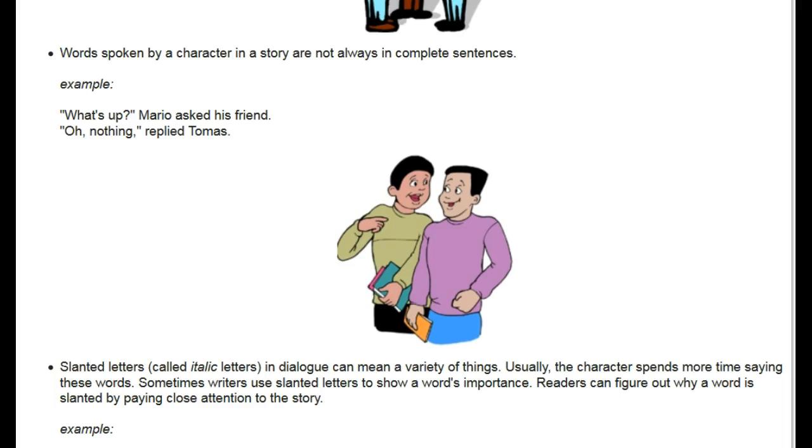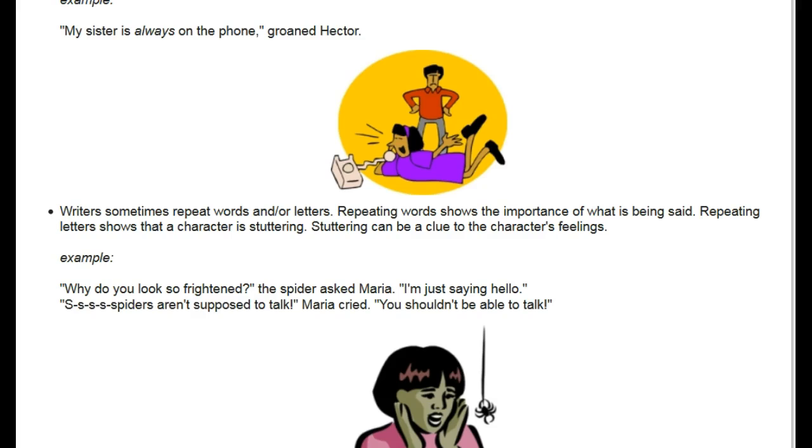Slanted letters, called italic letters in dialogue, can mean a variety of things. Usually, the character spends more time saying these words. Sometimes writers use slanted words to show a word's importance. Readers can figure out why a word is slanted by paying close attention to the story. For example, "My sister is always on the phone," groaned Hector.